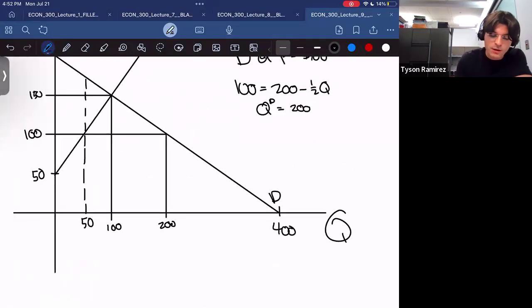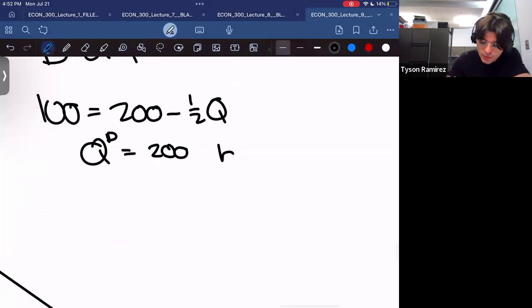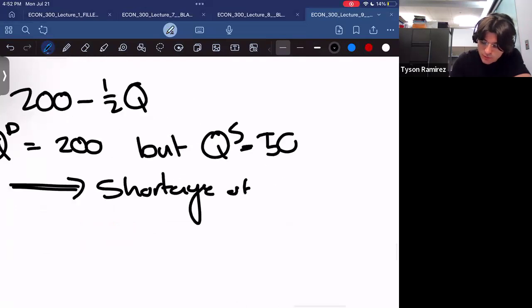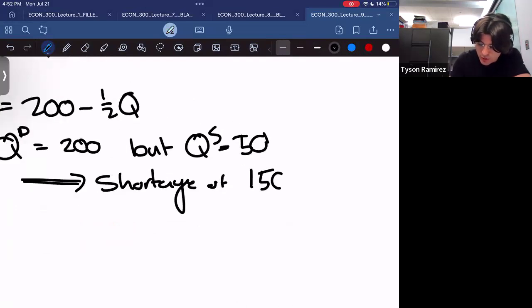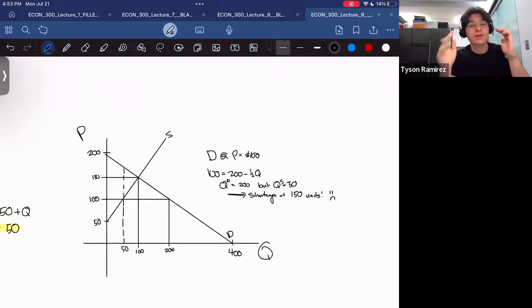So at a price of $100, not only would 100 people want it, but 200 people would want this item. But there's only 50 to go around. Let's make these things clear. So there's a shortage of 150 units. That's not a good thing. More people want the thing than there is enough to go around.